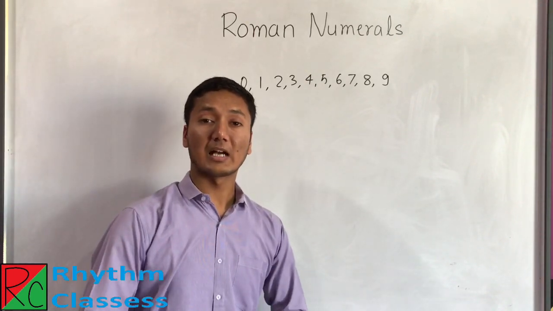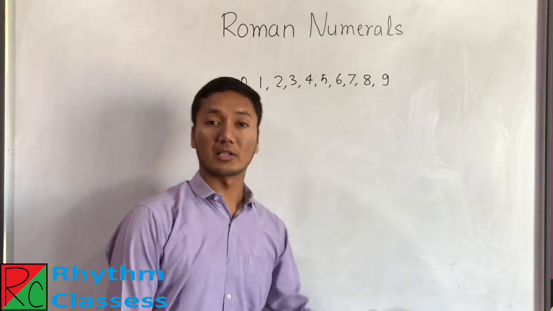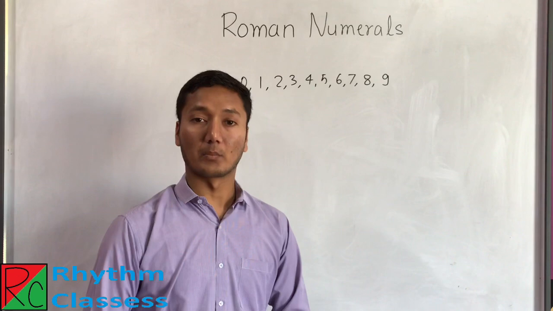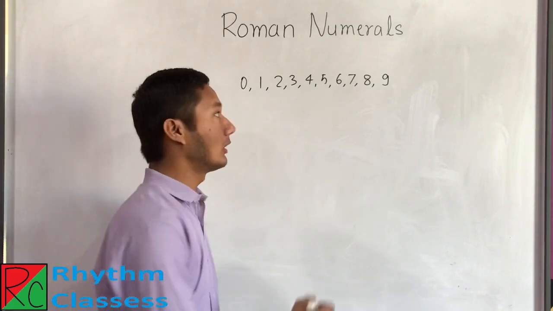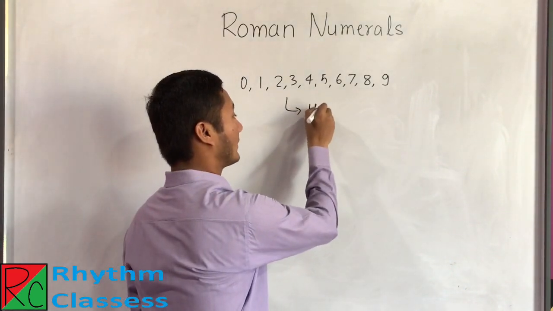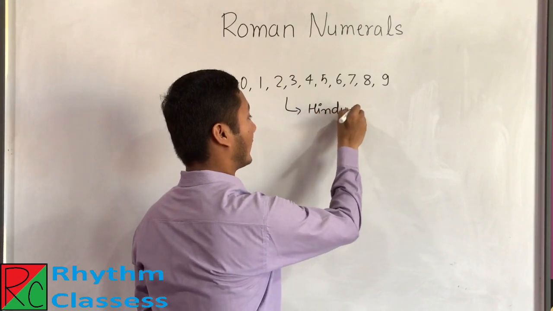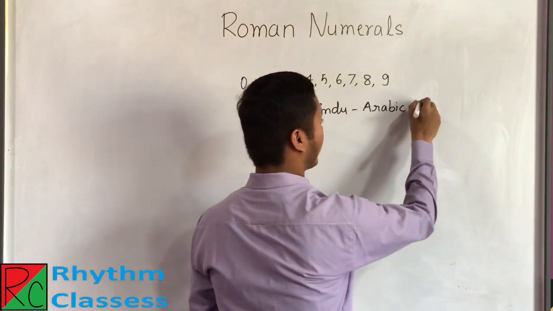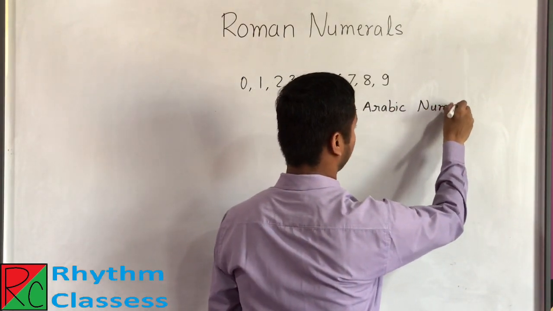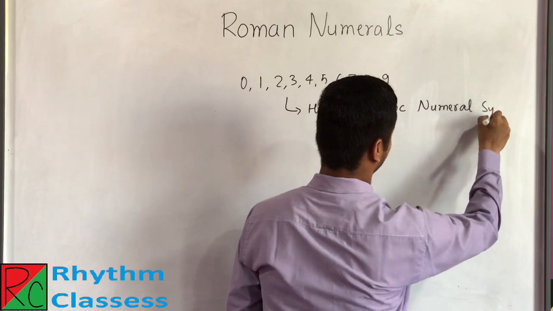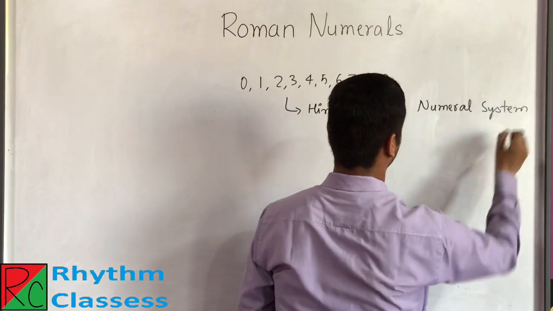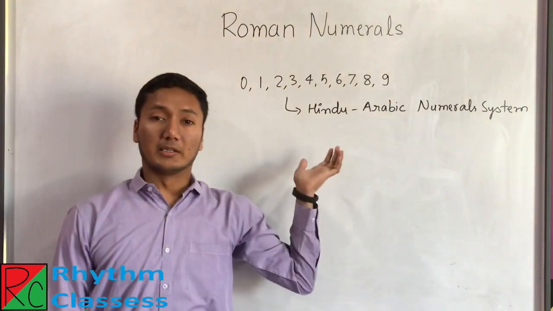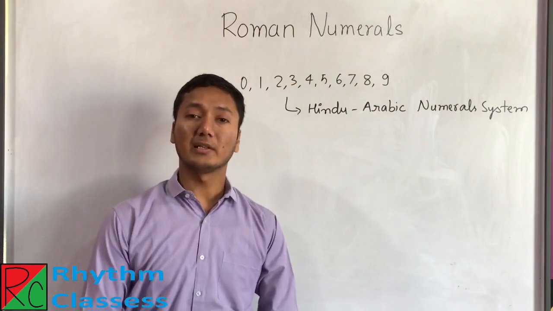These numerals are Indian in origin, but Arabs picked them up and spread them to Europe. That's why it is called the Hindu-Arabic numeral system. But this is not the only system present in the world.